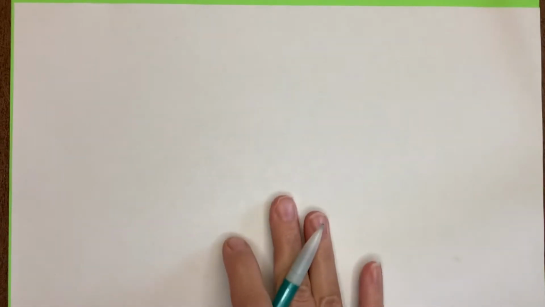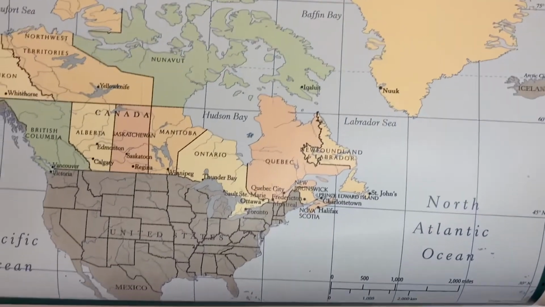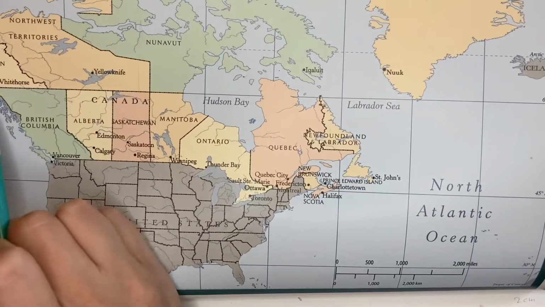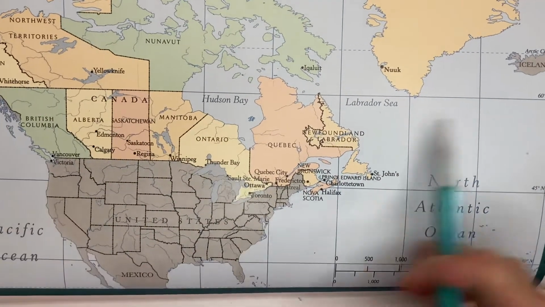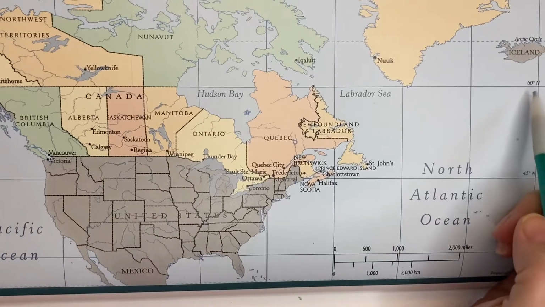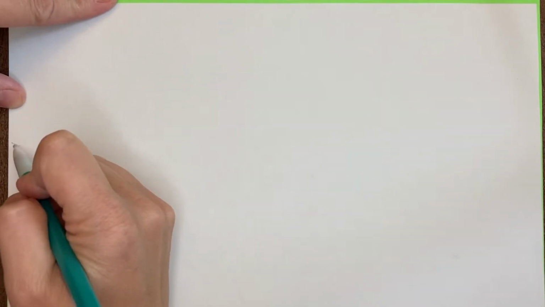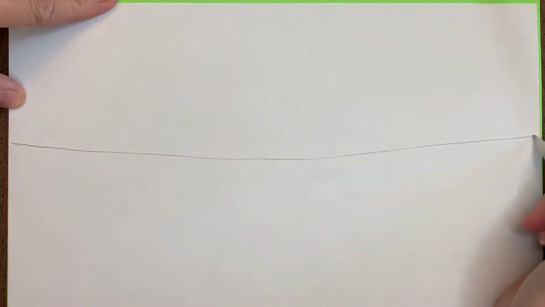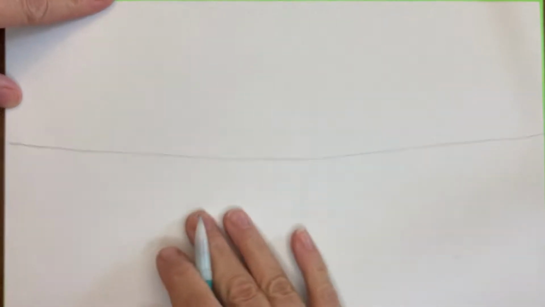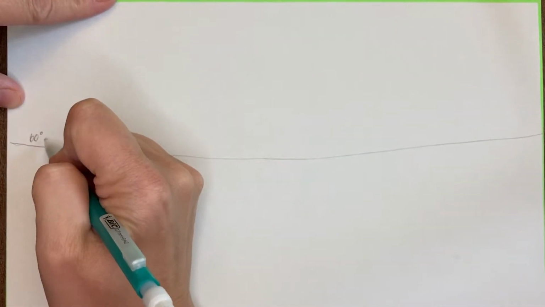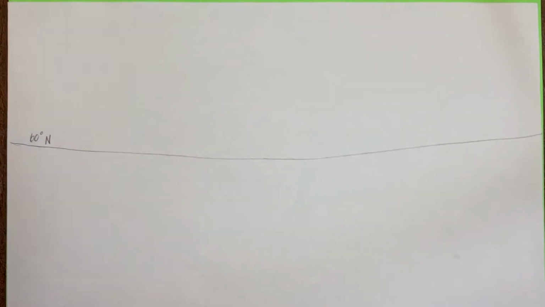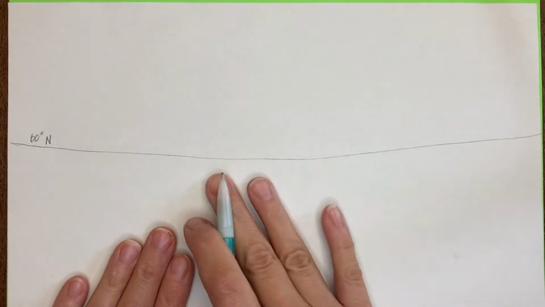All right, the first thing that we're going to do, let me show you the map again, is we are going to be drawing this latitude line, okay? So this is 60 north. This is what we're drawing. So not quite in the middle of your paper, maybe a little bit above the middle. You're just gonna draw a very gradual curved line like that, and label it 60 degrees north. All right, so that's where we're going to start.